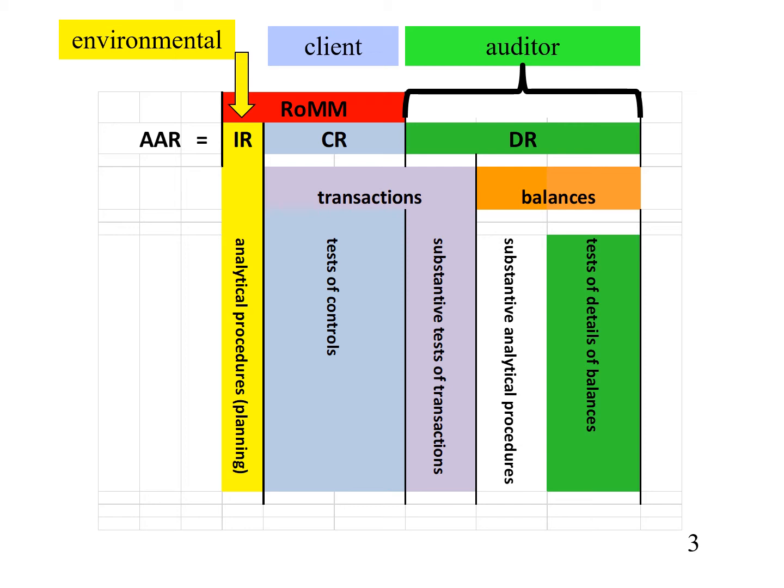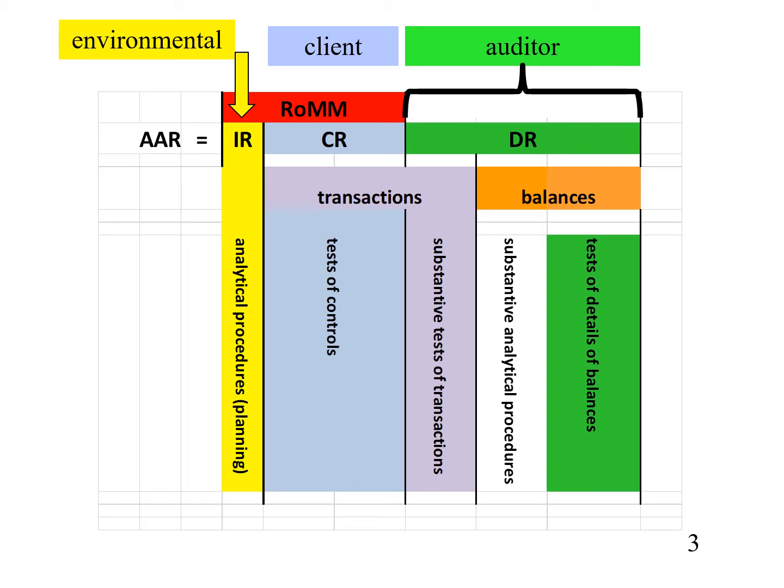The client can control risk. We test our assessment of control risk with test of controls. So we can't reduce control risk. We assess control risk, but we need evidence to support our assessment of control risk. And we obtain that evidence by performing test of controls.